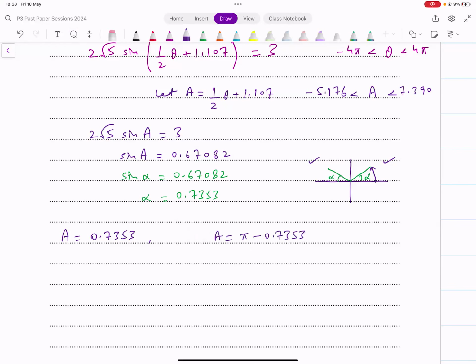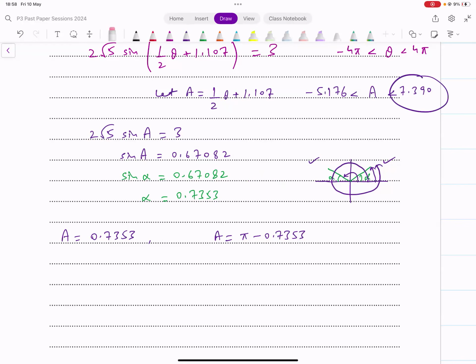Now, let's go further. Let's go one full circle and come back here. What is that going to be? Is that inside the interval? We will need to check that, because this is greater than 2 pi. We need to check if we get another answer inside the interval. How do you do that? 2 pi plus 0.7353. One full circle is 2 pi and then 0.7353 added. That is giving me 7.01. This is also in the interval.